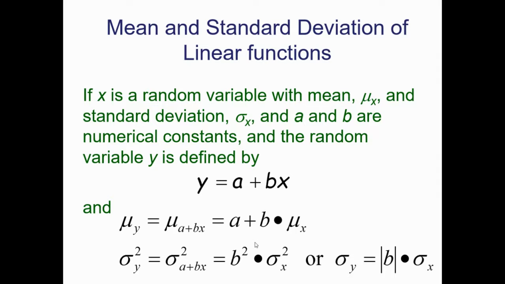And then our new variance would be b squared times the variance of x, which means our new standard deviation is the absolute value of b times the standard deviation of x. So instead of having to re-enter everything into the calculator every single time, we can do these linear transformations using these formulas to get through it a lot quicker.